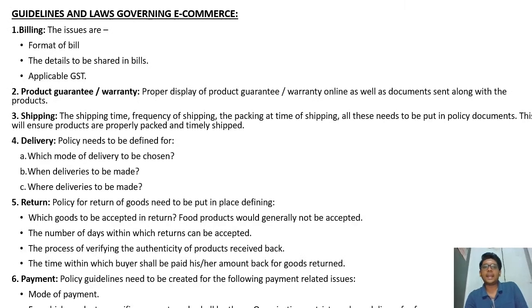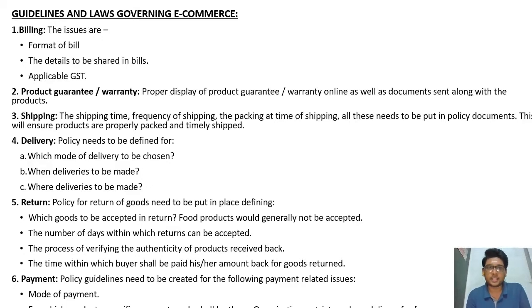Next, we will see the guidance and laws governing e-commerce. First, billing. Second, product guarantee and warranty. Third is shipping. Fourth is delivery. Fifth is return. Sixth is payment. First, billing: the issues in billing, format of the bill, details to be shared in the bills.